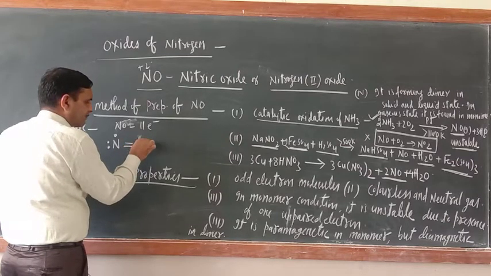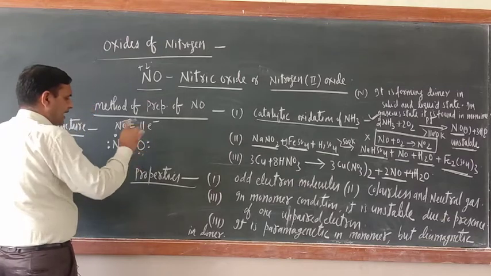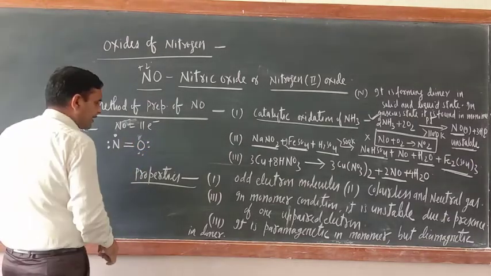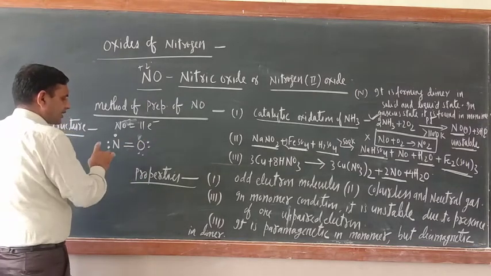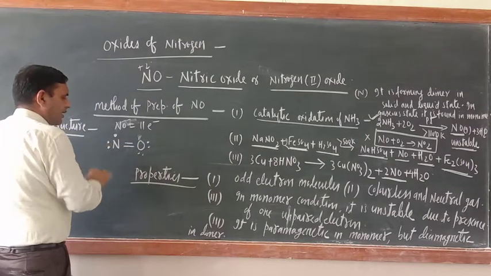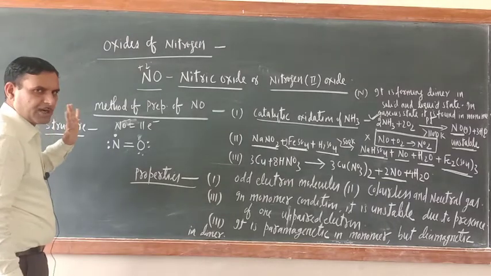So how many electrons are left? 4 electrons are left. Let us check whether the octet is completed or not. So 2, 4, 8. The octet of oxygen is completed. But what about the octet of nitrogen? The octet of nitrogen is not completed.